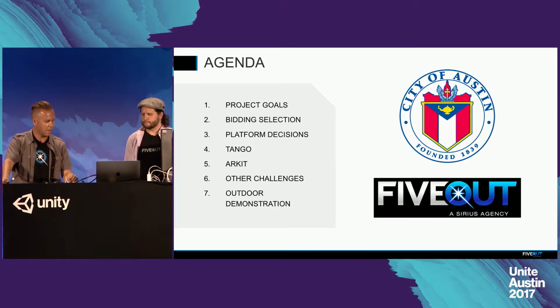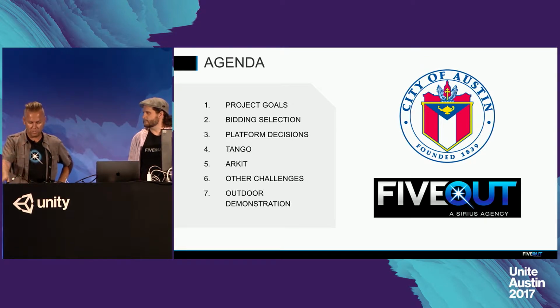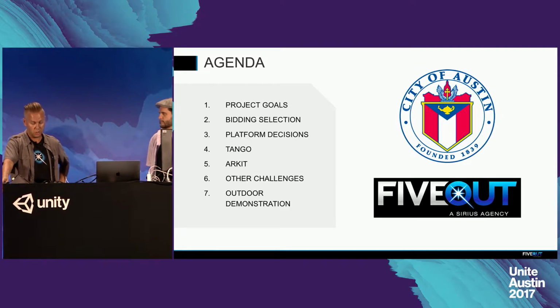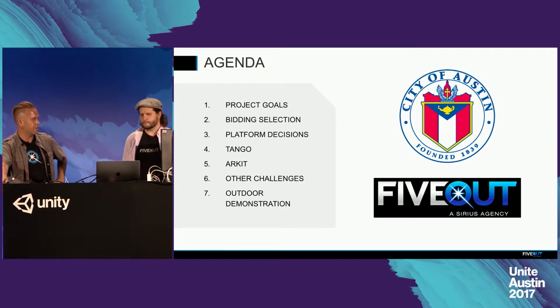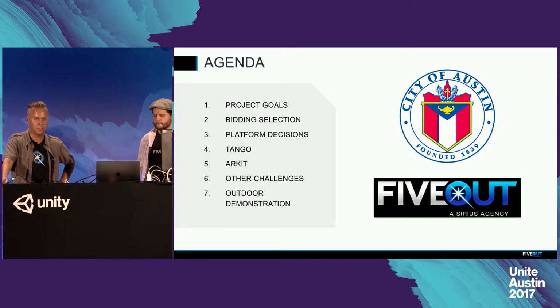in real life. But in terms of the case study, I'll talk about the City of Austin's project goals, the bidding selection, why we went with Unity and Tango. Then Jonah's going to go into a deep dive about Tango, briefly touch on ARKit, and then we'll talk about some other challenges we ran into. And then we'll wrap up the slide deck and go downstairs.